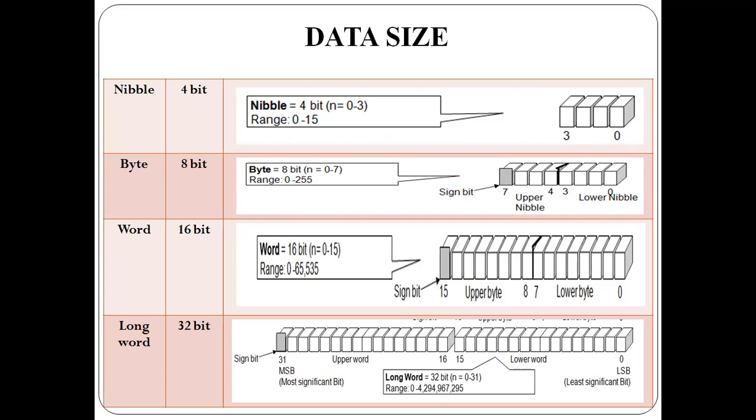The data size is nothing but the data that can be handled by a particular microprocessor. Nibble means 4-bit. You can see the 4-bit allocation. Byte is 8-bit, you can see the 8-bit allocation for data. Word is a 16-bit allocation for the data. The sign bit is the 15th bit. Long word consists of 32 bits, and so on.